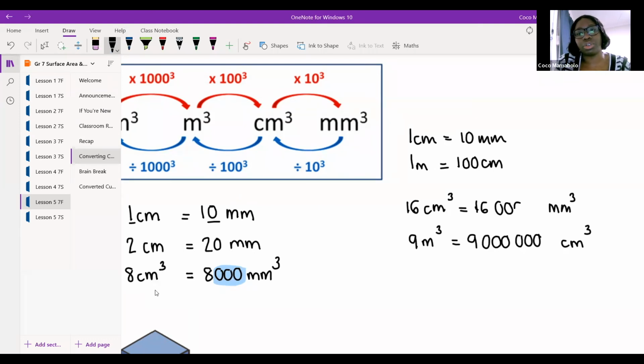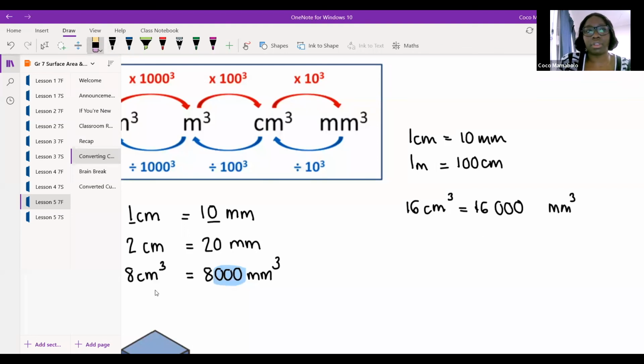1, 2, 3. If I have 42 meters cubed, what is my answer in centimeters cubed? What am I going to get, guys? That's it. 42, and then I'm going to add 6 zeros. There we go. 1, 2, 3. 1, 2, 3.